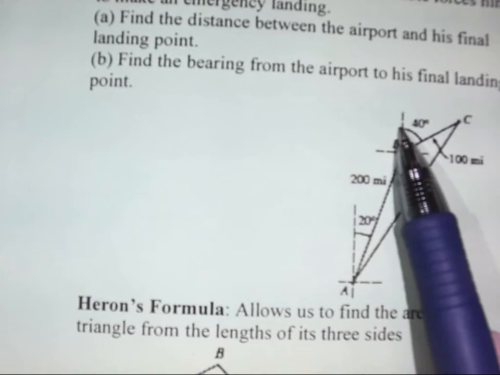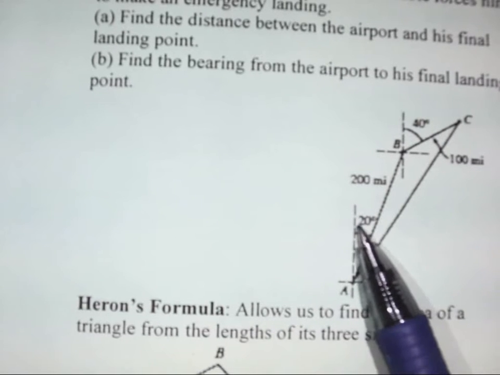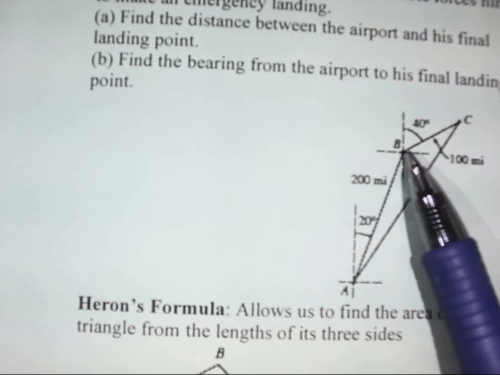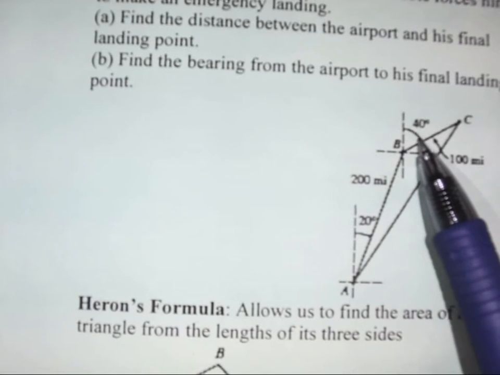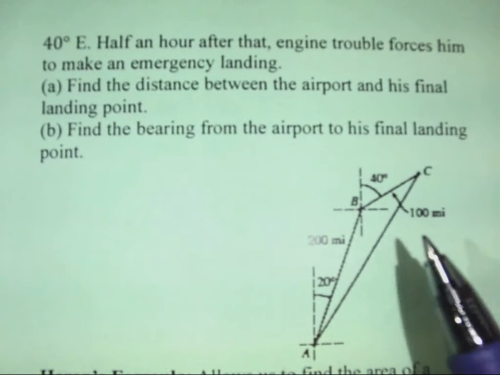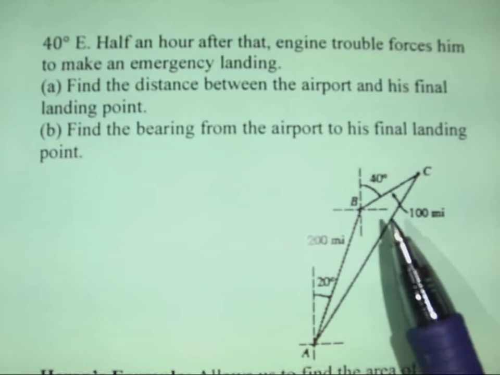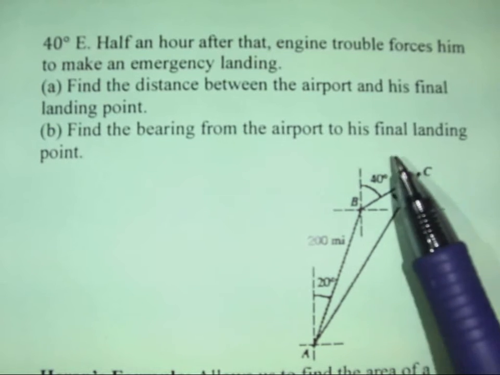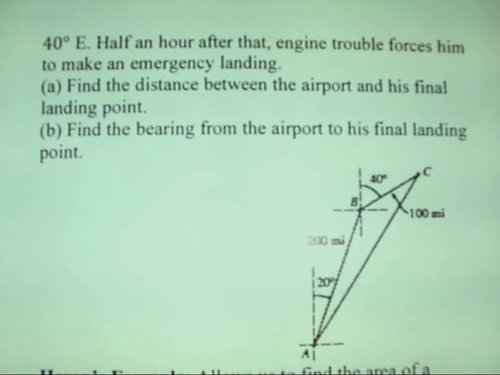So that means he was now at 40. So if he started out at 20 degrees east of due north and now he's 40 degrees east of due north, he made a course correction of 20 degrees. Now, he flew for half an hour. So for a half hour, because he was doing 200 miles an hour, he now is at 100 miles is how far he flew at that point. Now the engine trouble forced him to make an emergency landing.